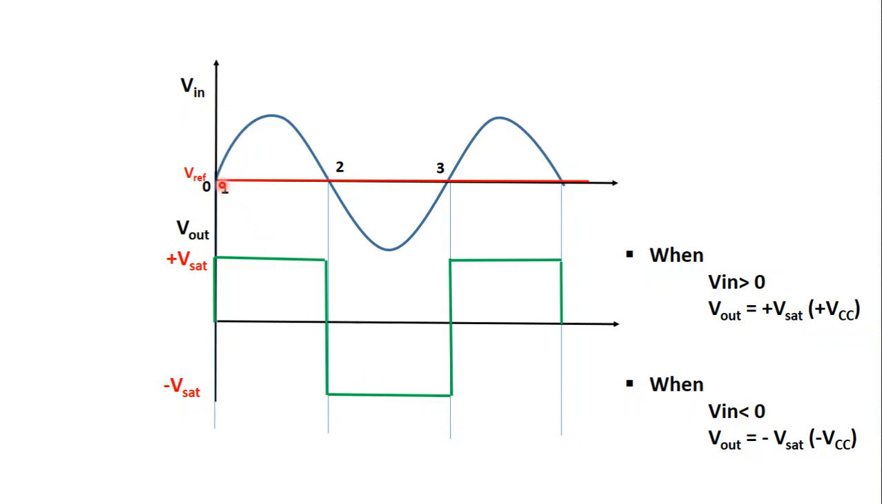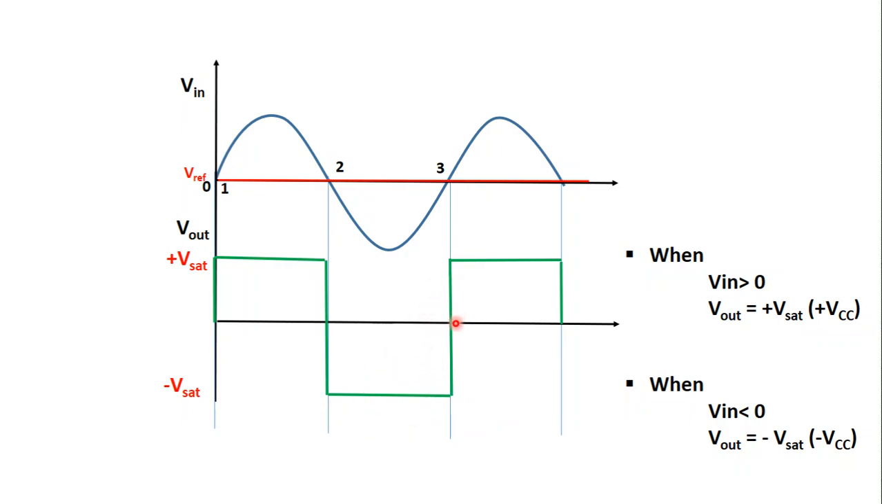So, here we are seeing from point 1 to point 2, Vin is greater than V reference. So, we have output voltage plus V saturation. So, we got plus saturation here. Similarly, from point 2 to point 3, Vin is smaller than 0. We have output voltage minus V saturation. So, we have minus V saturation here.